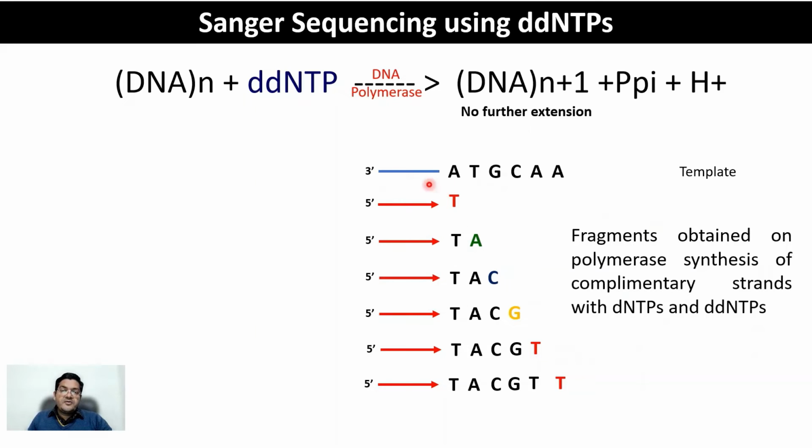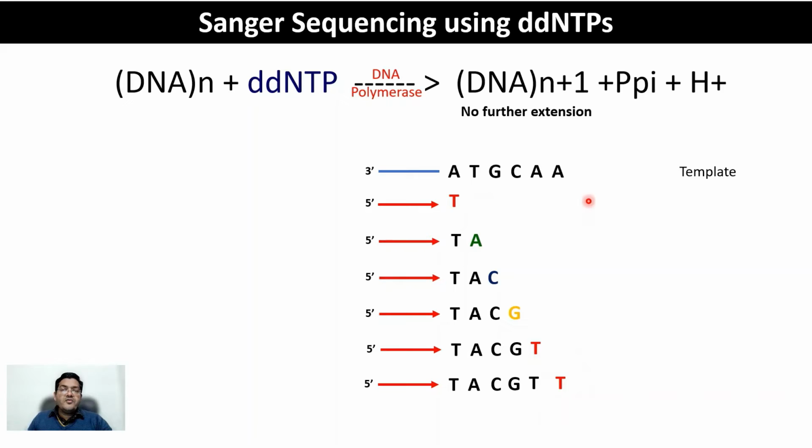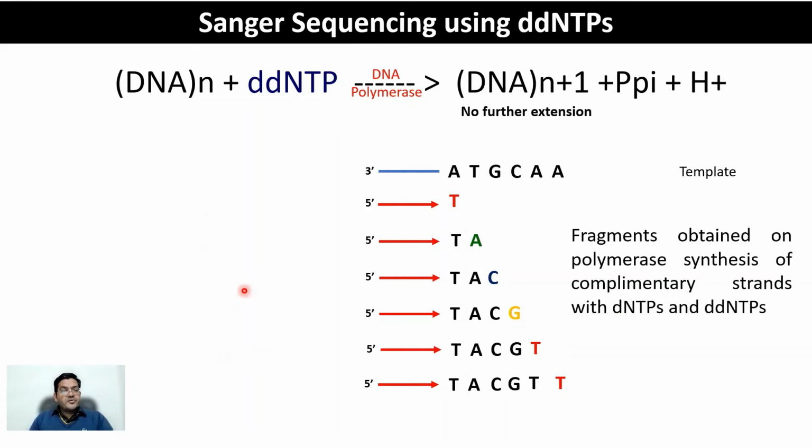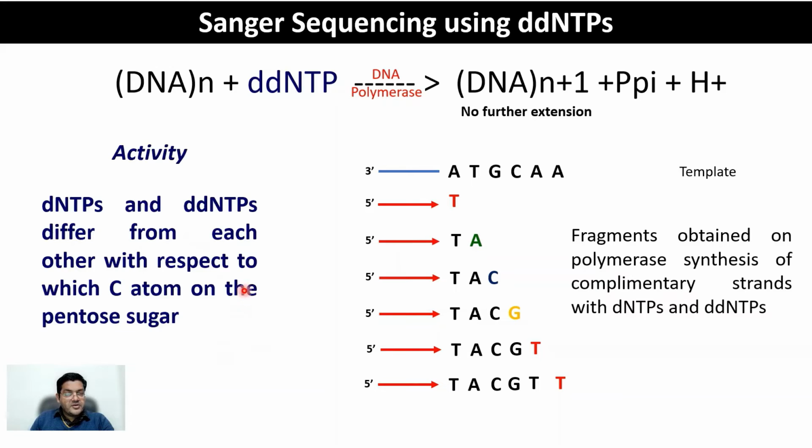So these represent the collection of fragments that you obtain upon extension by DNA polymerase and incorporation of dNTPs or ddNTPs, right? So once your sequencing reaction is over, the next step here is to basically separate these fragments on the basis of size using electrophoresis. And in automated Sanger sequencing, what you use is capillary electrophoresis, right? To conclude this part of the talk, as an activity, I ask you this question. dNTPs and ddNTPs differ from each other with respect to which carbon atom on the pentose sugar?